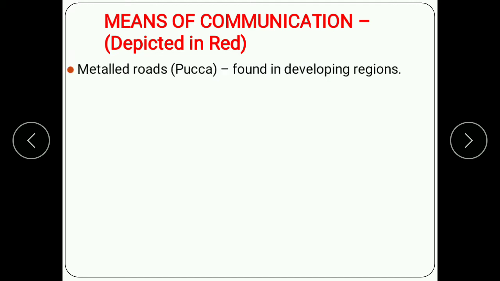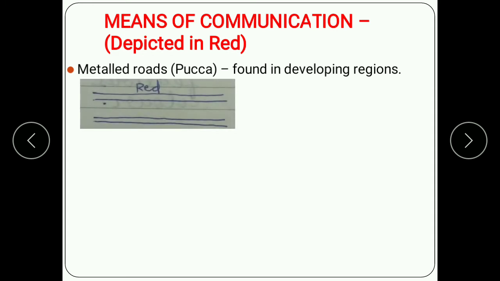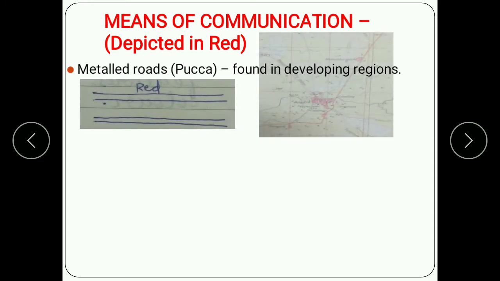The means of communication are depicted in red color. Metal roads, that is pakka roads, are found in developed regions. Metal roads are red in color and they are generally filled with red color and broader in nature. As you can see, there is a settlement and surrounding it metal roads are present. That means there is good connectivity over here. This shows this region is a developed one.